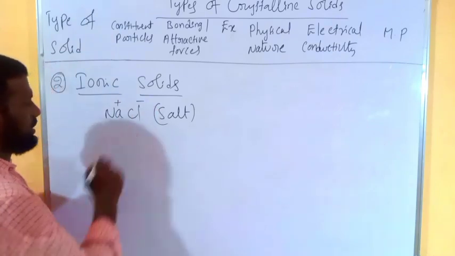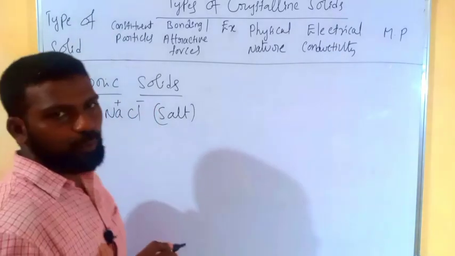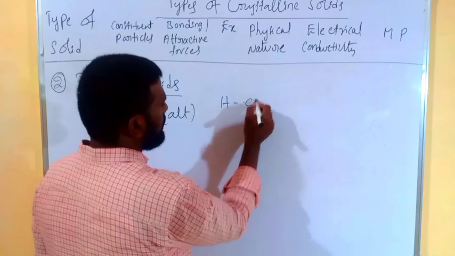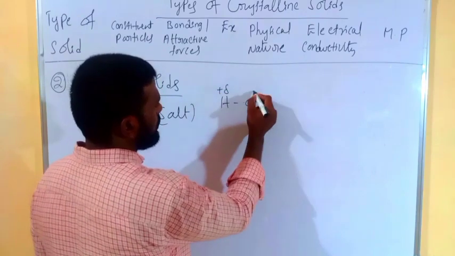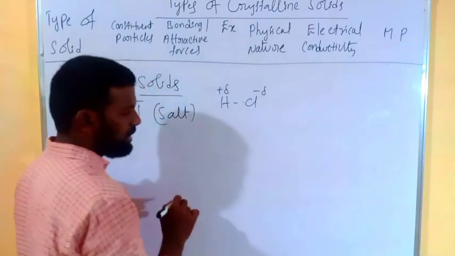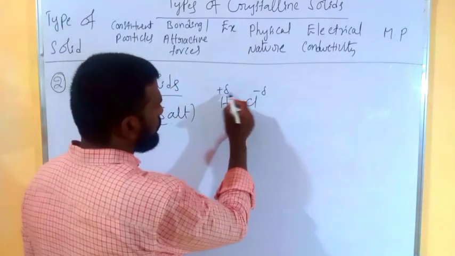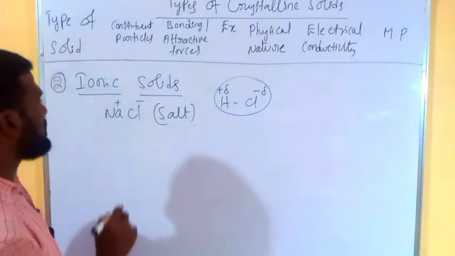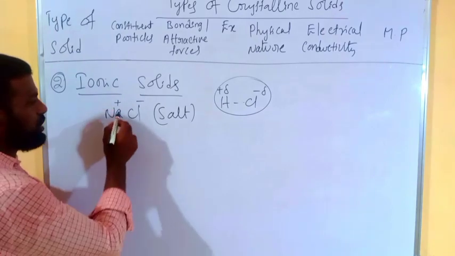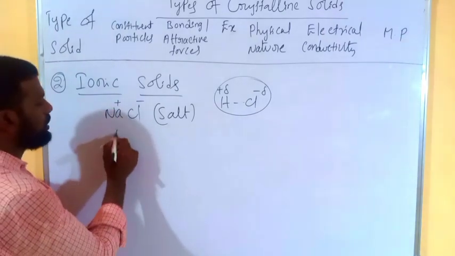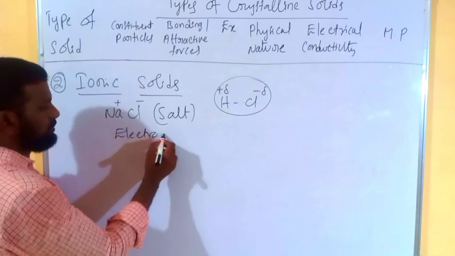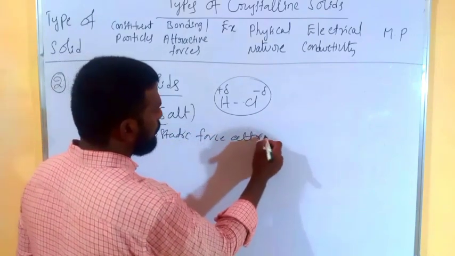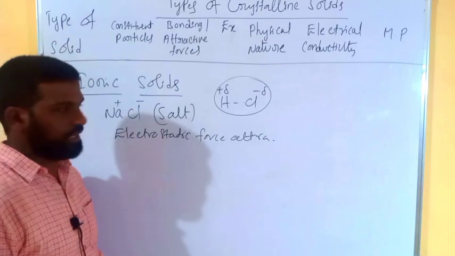They have cations and anions. Unlike polar solids, for example HCl, where hydrogen has a partial positive charge and chlorine has a partial negative charge, here also positive and negative charges are there, but these are partial charges, meaning weak charges. But in ionic solids, the positive and negative charges are very strong, so they have a very strong electrostatic force of attraction.